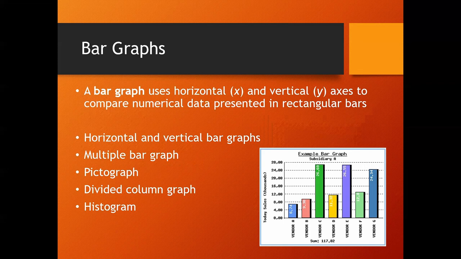So this right here just shows an example of a very simple bar graph. So make sure your axes are numbered. You've got today's sales and you've got the vendors going across the bottom, and you can see vendor C and vendor E have the highest sales.